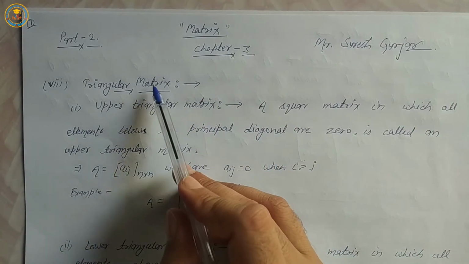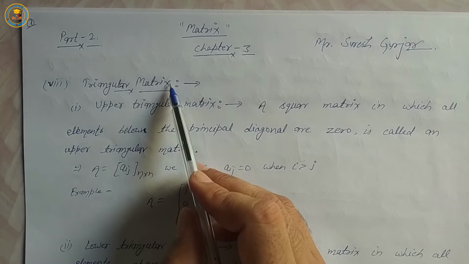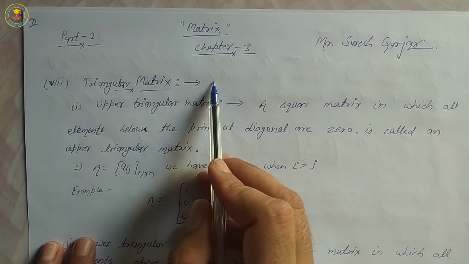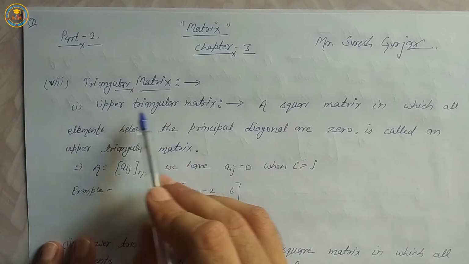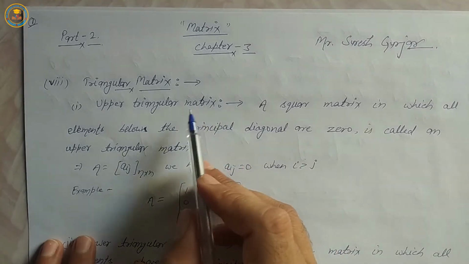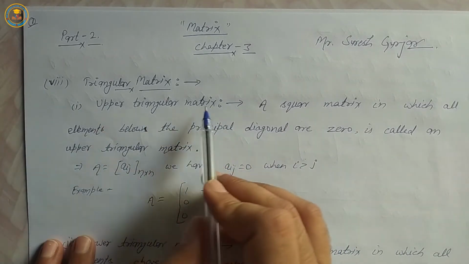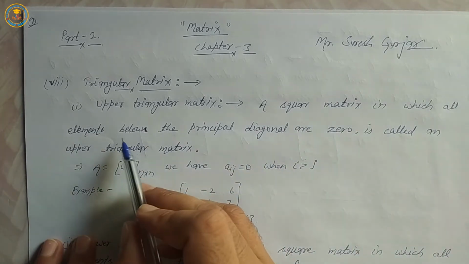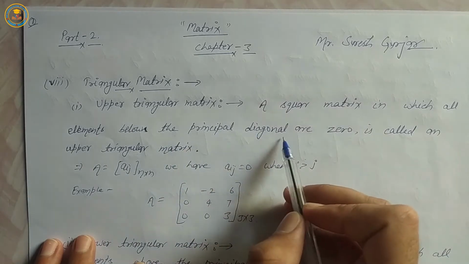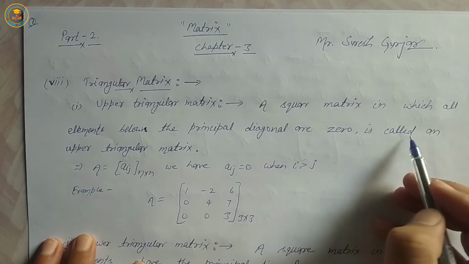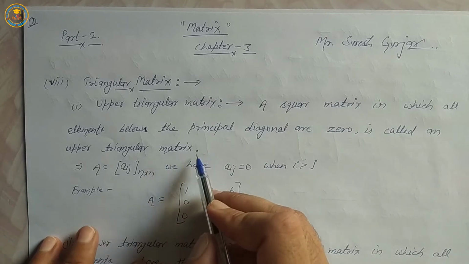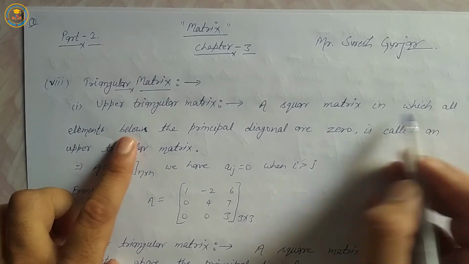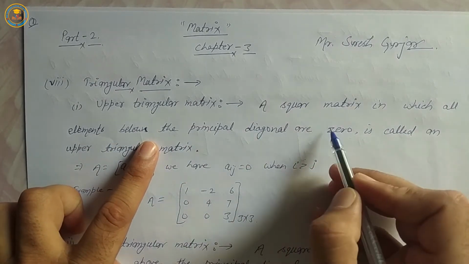Let's start the next topic, triangular matrix. Triangular matrices are of two types. First type, upper triangular matrix. Definition of upper triangular matrix: a square matrix in which all elements below the principal diagonal are 0 is called an upper triangular matrix.